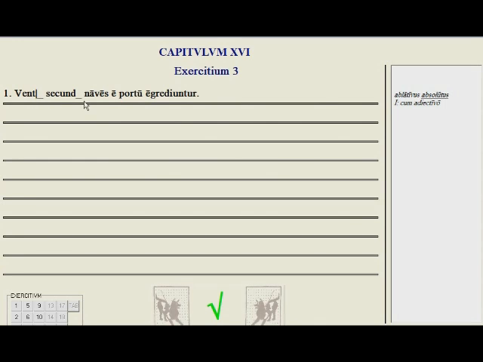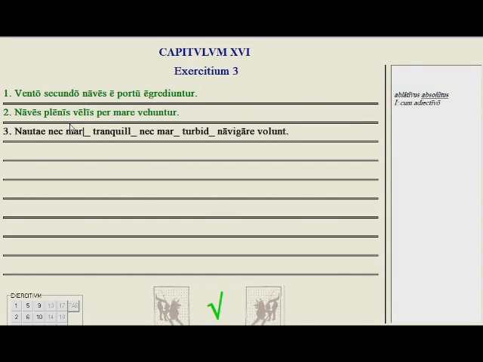So here we have during a good wind. Vento secundo. During a good wind, ships are able, or they leave port. And here we have ships are carried through the sea with their sails full, while their sails are full. So if you translate it as while or when, the ablative absolute is what you're going to use.